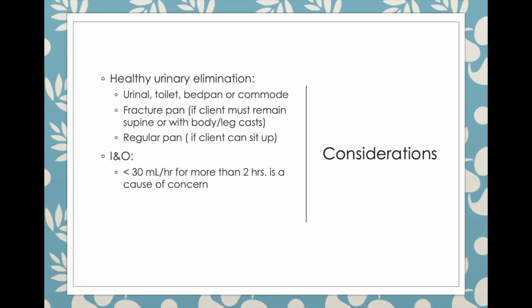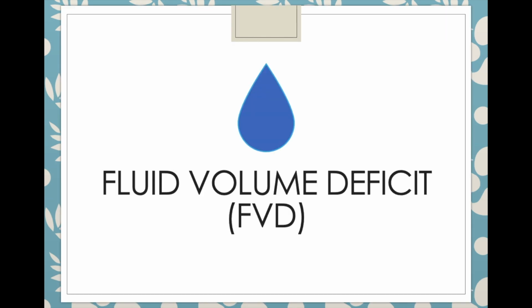Now, what you want to make sure that you consider is that the patient input and output is at least 30 milliliters per hour or more. You want to make sure that they're going to the bathroom every 3 to 4 hours, that they're not having any pain, that the patient is being able to use their pan. You want to just make sure that the patient is being able to use the restroom, okay?